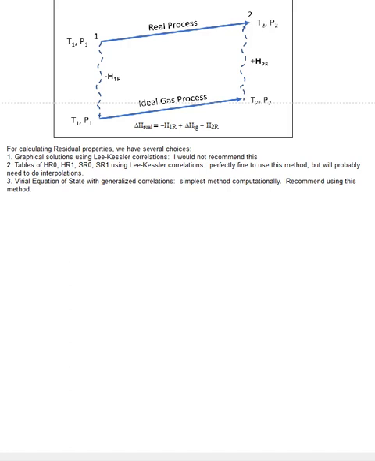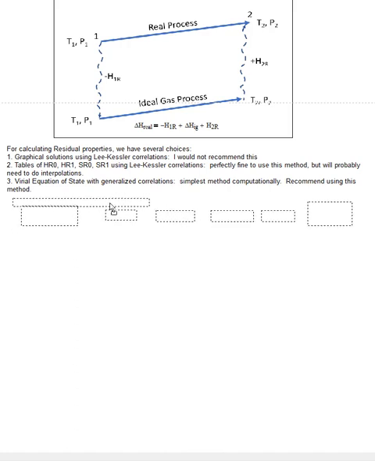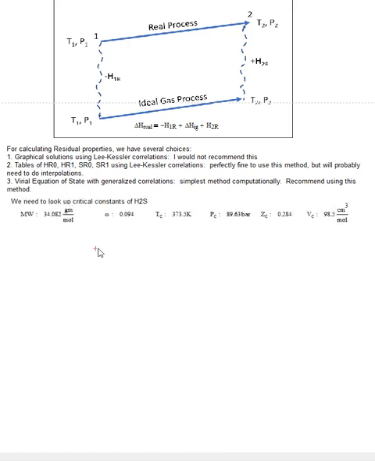So the first thing that we need to do when we're using generalized correlations is assemble our properties. So we've got the molecular weight. I think we're going to keep everything on a mole basis here, but if we wanted to change to kilograms or a mass basis, we could. And then we have our critical constants.